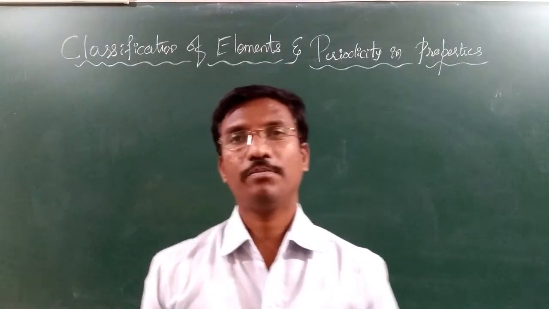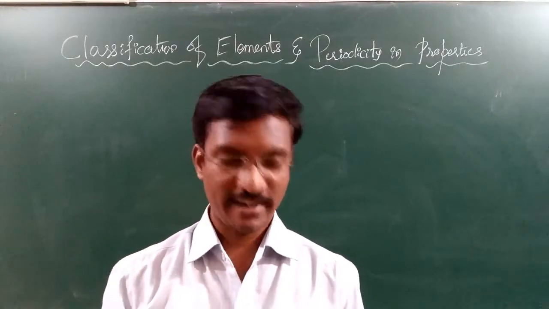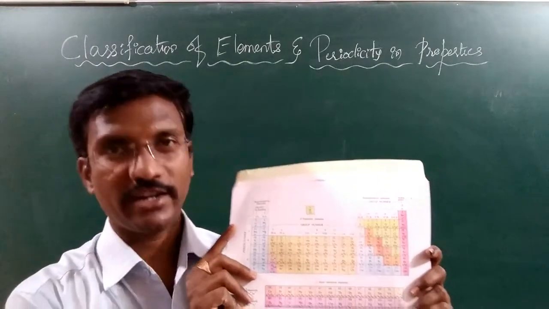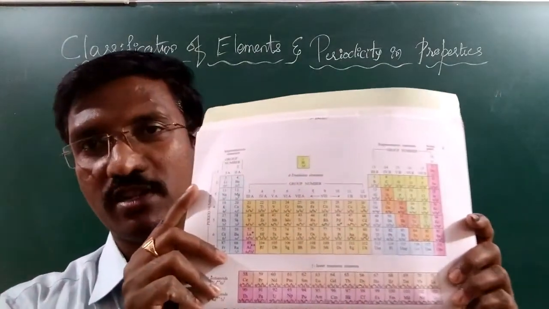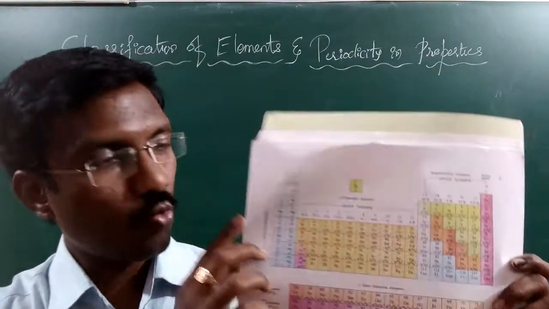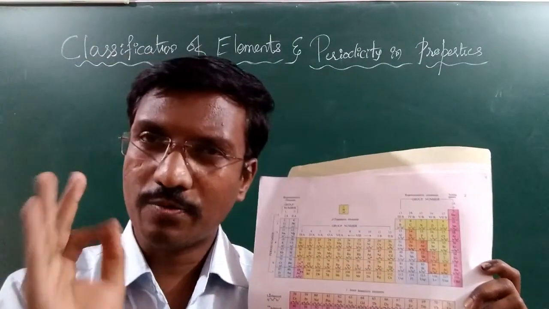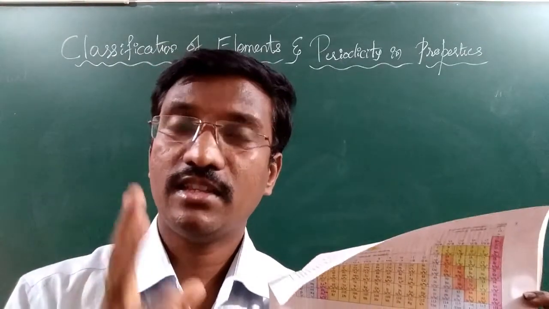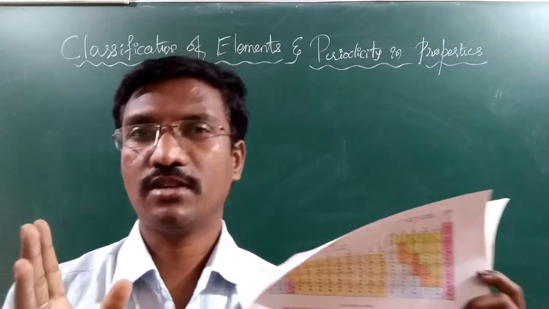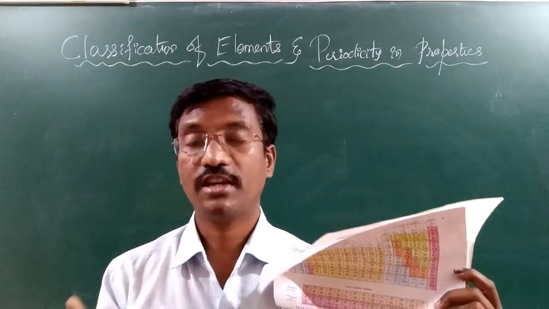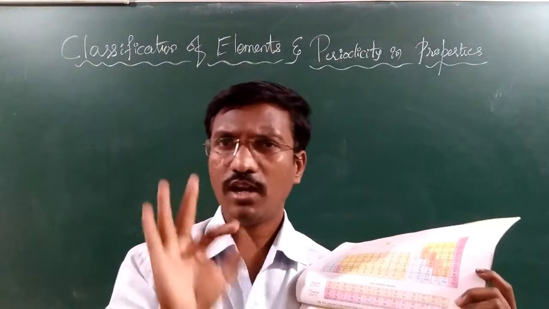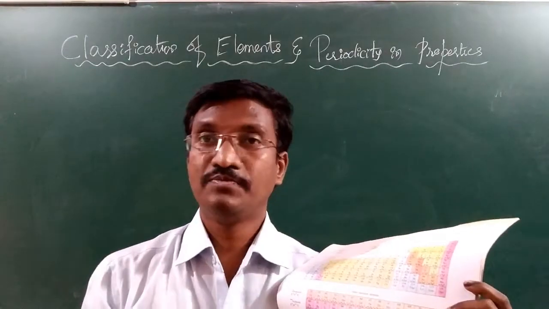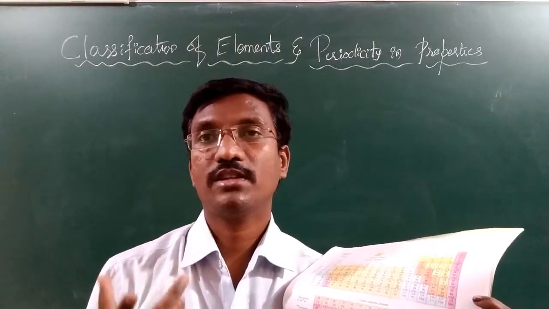So I hope you have already observed the modern periodic law. Now I will try to show you the modern periodic table. So this is the modern periodic table, and it's also available in the 10th textbook. By observing the modern periodic table, you are able to explain the properties of all the elements. If I give the atomic number, you can say where that element is present in the periodic table. Only by seeing the table and the atomic number, it's possible to say the position of the element, and by atomic number you can also say the properties.